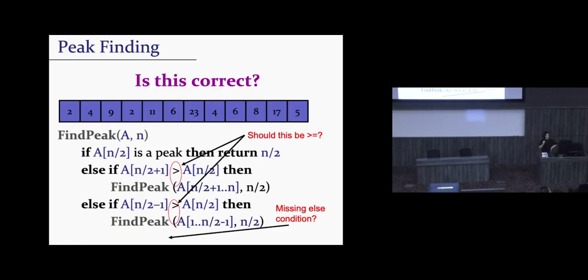We should be very careful about these sort of boundary conditions, right? Is this correct? Should we write greater than or equals to, or greater than? Think about the definition of a peak. Does that make sense? So that's one thing to note.